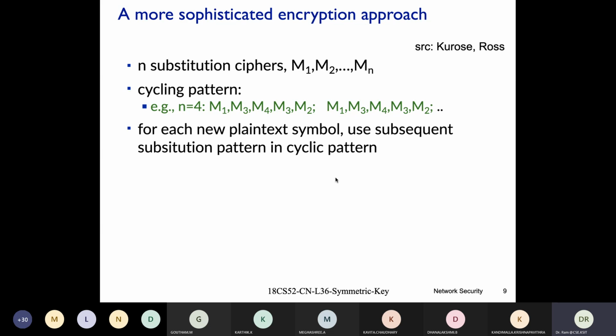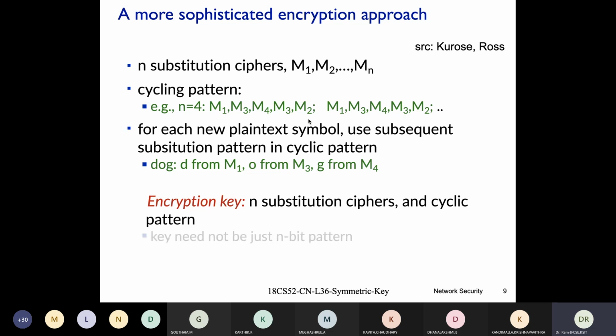So basically, the first character could be converted by mapping 1, the second by mapping 2, the third by mapping 3, the fourth by mapping 4, and so on, and then keep repeating, and it becomes more complicated than the single mapping. So D would be converted from M1, O would be from M3, and G would be from M4. This is the mechanism using 4 mappings. So just because you have one key, you need to maintain n number of keys and convert, and you should be fine.